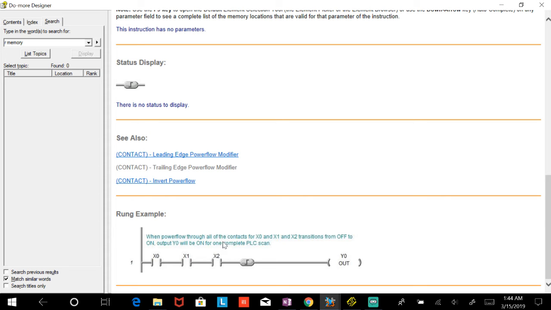When power flow through all the contacts X0, X1, X2 transitions from off to on, output Y0 will be on for one complete scan time. Not more than one scan time. It's the same for every one of the other instructions. It won't be more than one scan time, and it won't execute that output again. That's why I put the set instruction there to leave it on.